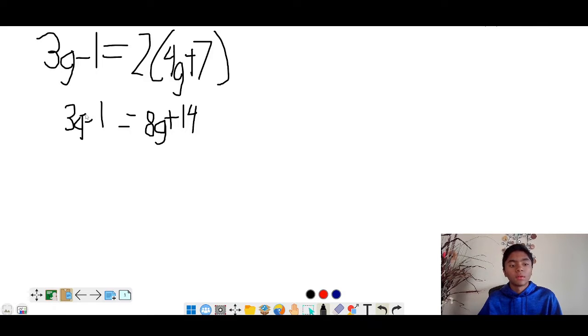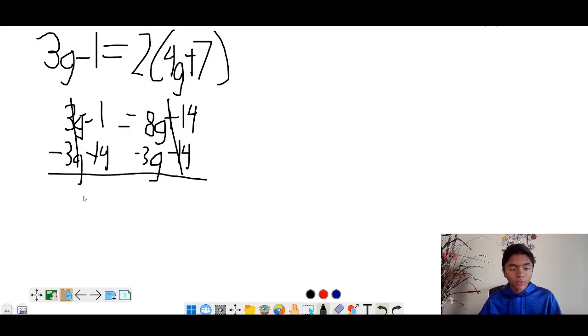minus 1. Now, our next step is pretty simple. We're just going to move all the variables to one side and all the numbers to the other side. So we're going to do minus 3g on both sides, so minus 3g, and notice the 3g's will cancel out. And we're going to do minus 14 on both sides, minus 14, and the 14's will cancel out. And so we'll be left with negative 15 is equal to 5g.